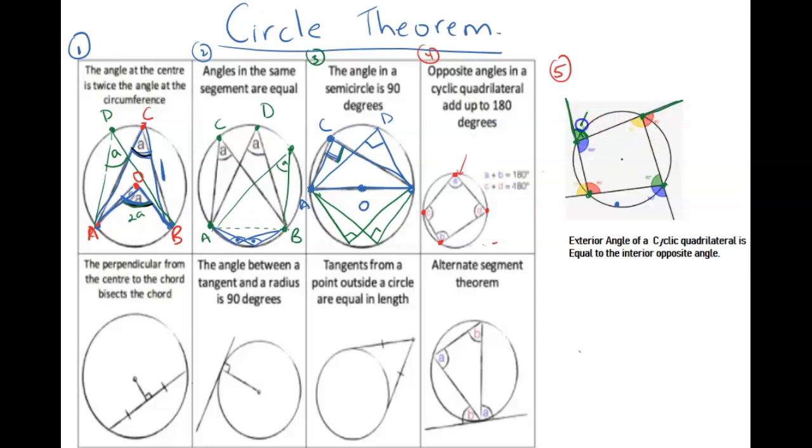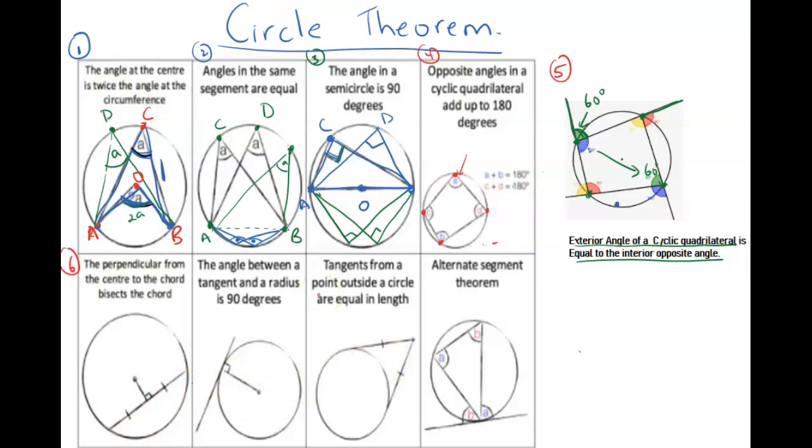This exterior angle here, this green one, is the same as the interior opposite. So this is the interior to the green angle. This blue angle here is the interior. However, the interior opposite is this side here. So say this was 60 degrees, then this angle here will also be 60 degrees. And why do we say? Because the exterior angle of a cyclic quadrilateral is equal to the interior opposite angle. So now let's move on to the sixth rule.